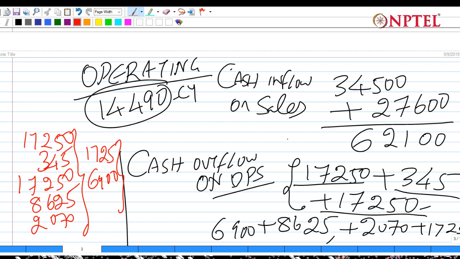Financing cash flows. When we look at financing, somebody invests in my company's equity shares, I am getting cash inflow because of financing. I borrow money from the bank, cash inflow because of financing. I pay dividends to my shareholders, cash outflow because of financing. I pay interest on the borrowing, cash outflow because of financing. Any other question, Pratik? No, sir.